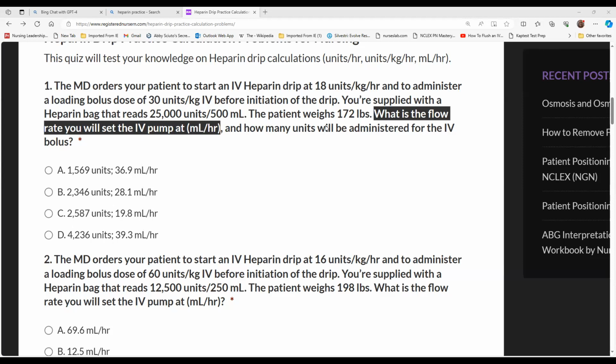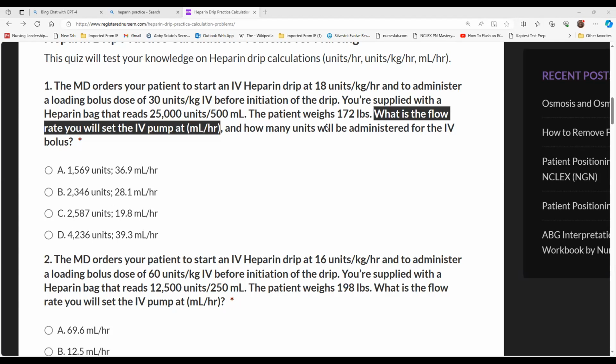All right, so we're starting with a couple of heparin-based questions. We're going to look at question number one, and question number one is asking us for the flow rate that we would set the IV pump at in mLs per hour. I always start with what the question is asking me, not with all the orders and everything. So if you see what I have highlighted there on the screen, that's where I start because that tells me what I need to do to set the problem up.